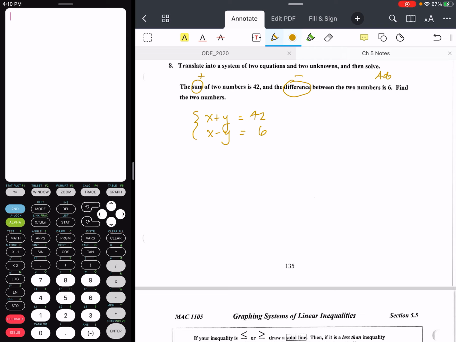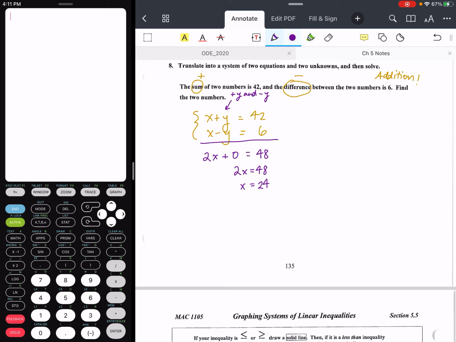To me, addition looks way easier here because we already have our opposite coefficients, right? We have our plus Y and our minus Y. So we don't even need to multiply these equations by anything. We can go ahead and go to that addition step and eliminate our Y variables. So X plus X gives me 2X. Y minus Y eliminates to 0, and then 42 plus 6 gives me 48. So 2X equals 48 means X equals 24.